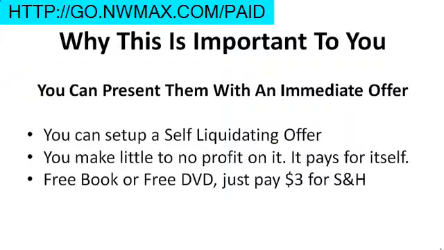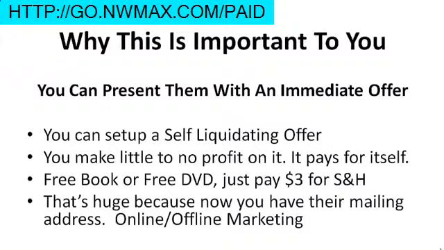This can be a free book or DVD. Just pay $3 for shipping. This is huge because now you have their mailing address. Once you get their mailing address, you can engage in what's called offline-online marketing, or online-offline marketing, a combination of that. You've acquired their name and email address, typically through a squeeze page. But when you get name, email address, and mailing address, because you're going to send them a free book or a free DVD in the mail, now you're able to send other offers to them as well.